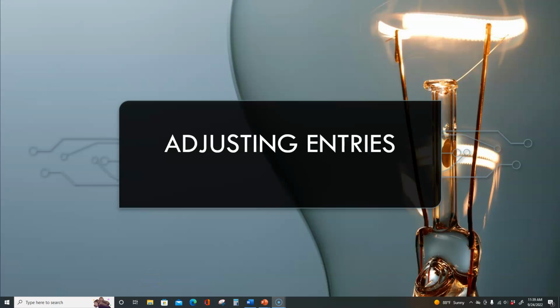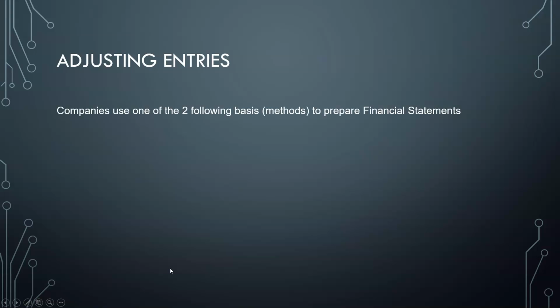In this video, we're going to cover adjusting entries. Companies use one of the two following bases, which are methods to prepare their financial statements. We had talked about cash basis. This is where companies recognize revenue when cash is received, and recognize expenses when cash is paid. Remember, the term recognize in accounting means recorded in the books of accounting.